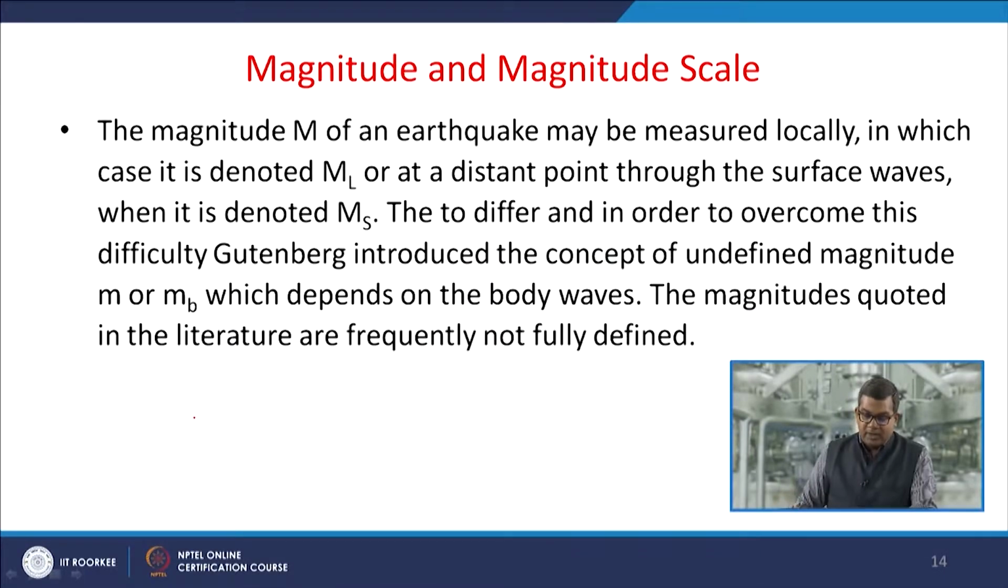The magnitude M of an earthquake may be measured locally, in which case it is denoted by ML, where L stands for local, or at a distant point through the surface waves, when it is denoted by MS, where S is the surface wave. These differ, and in order to overcome this difficulty, Gutenberg introduced the concept of unified magnitude M or mb, which depends on the body waves. So, b stands for body waves. The magnitudes quoted in the literature are frequently not fully defined.